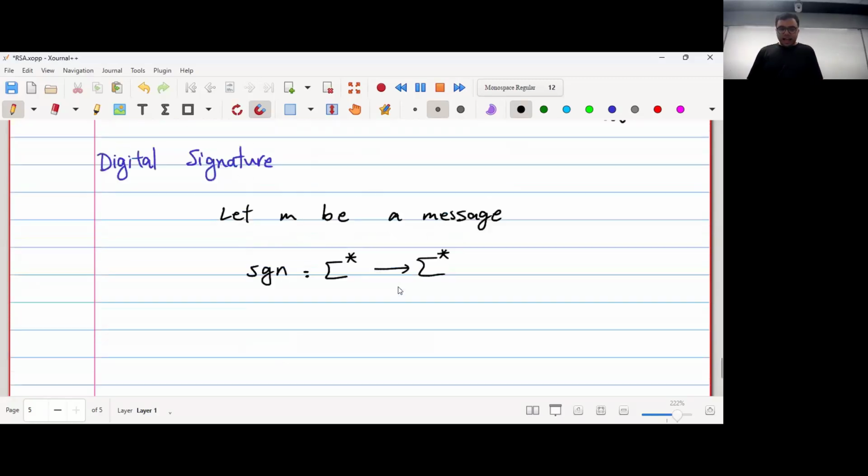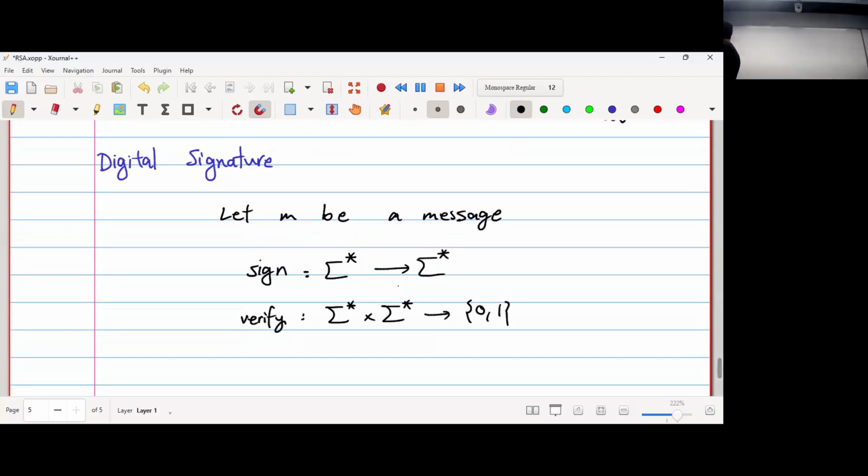And then I want to also have a function for verifying signatures. So I want to have a function verify, which basically takes a message and a signature on that message and just gives me true or false, or 0 or 1. Is this a valid signature or is it not a valid signature? Now, what are the properties that I want to have here?